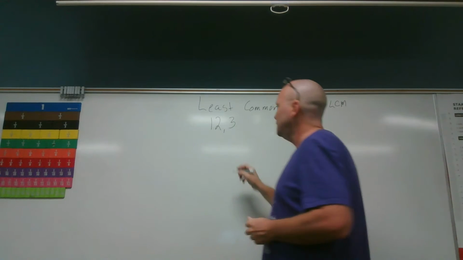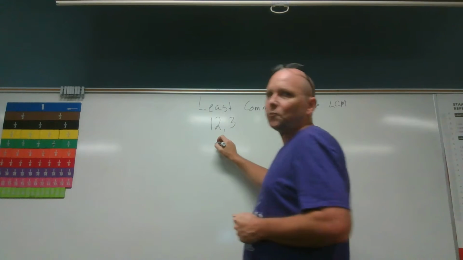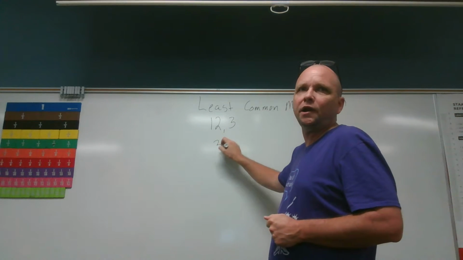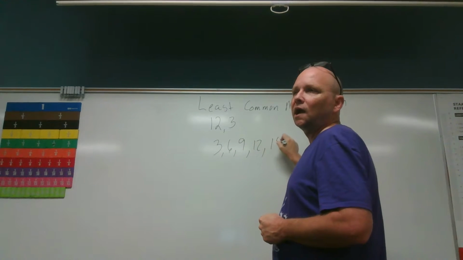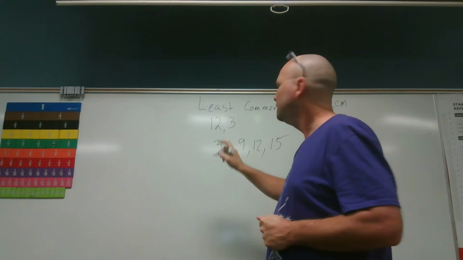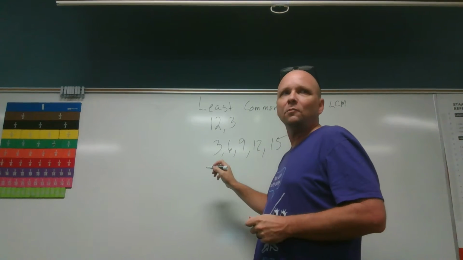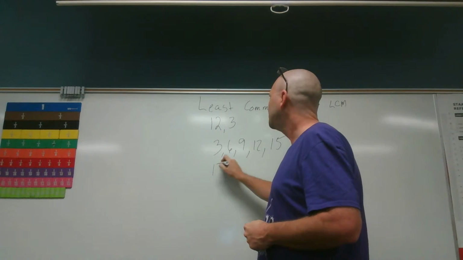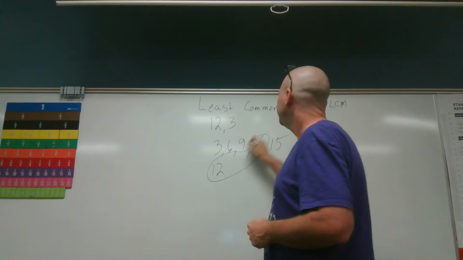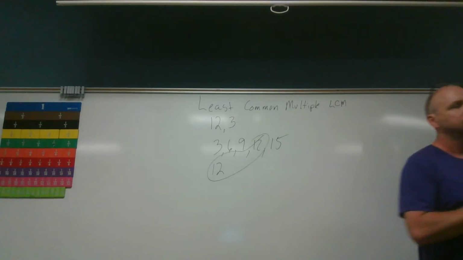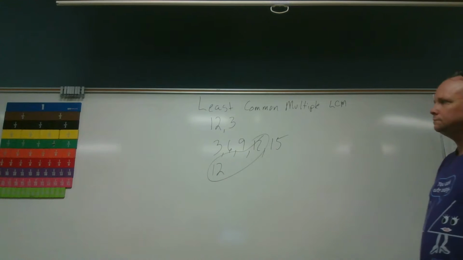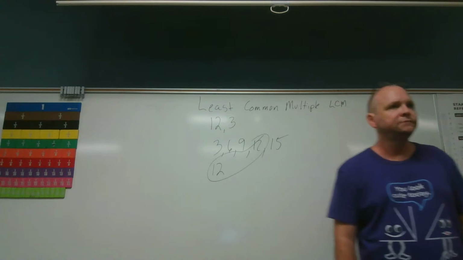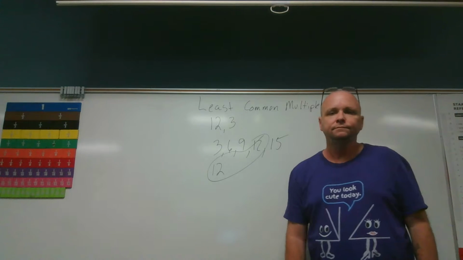Now 12 and 3. Let's list our multiples of 3 first: 3, 6, 9, 12. I'm going to stop there. Our multiples of 12: 12. Boom, done. It's just 12. Easily.